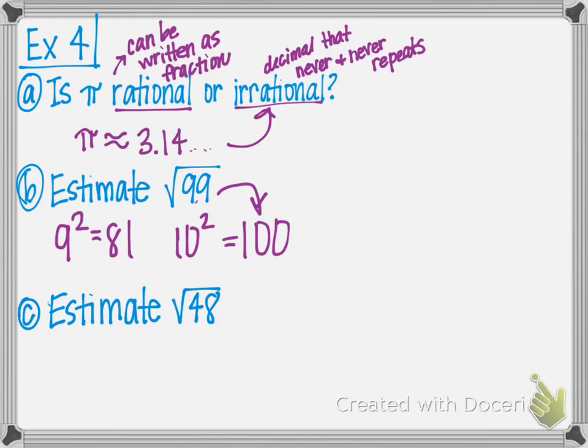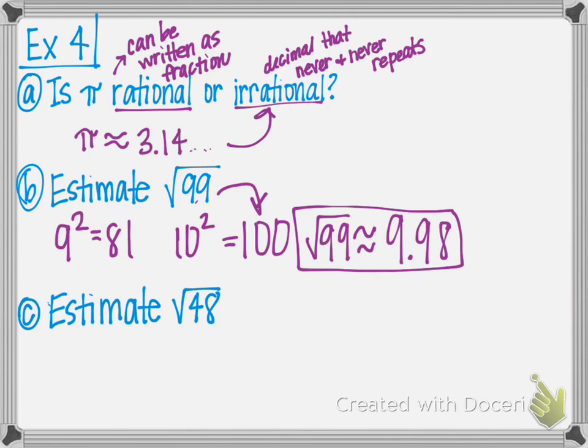So let's say the square root of 99 is approximately 9.98. And if you want to, you can check it in your calculator.